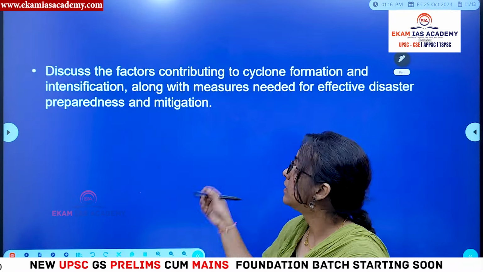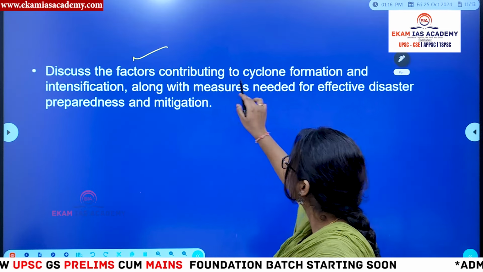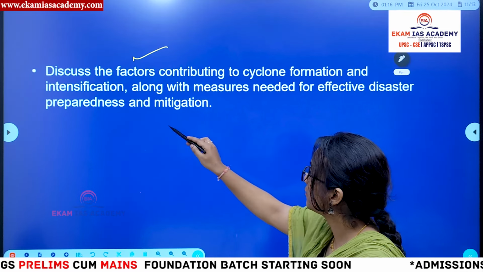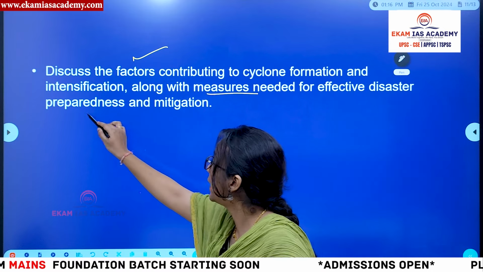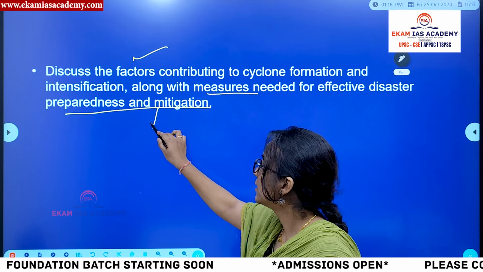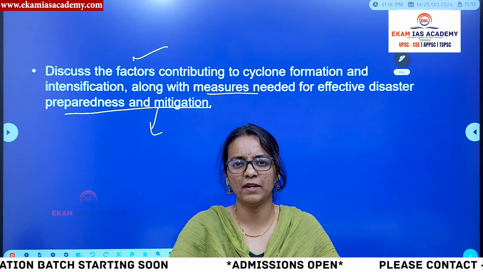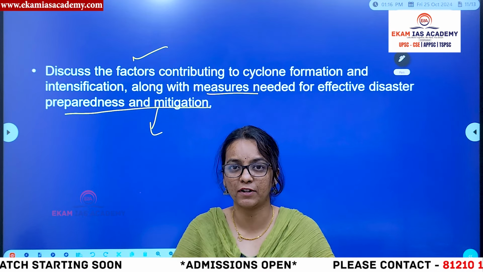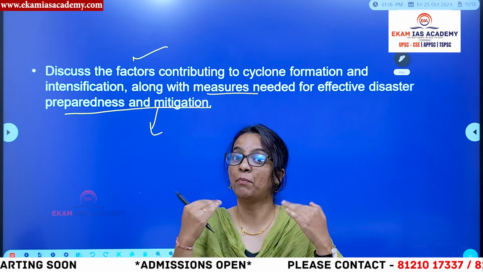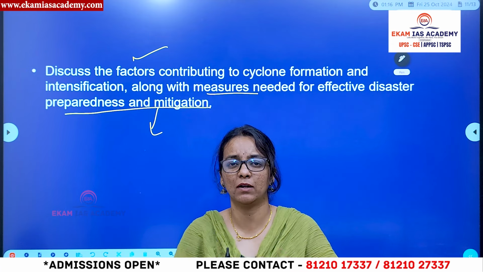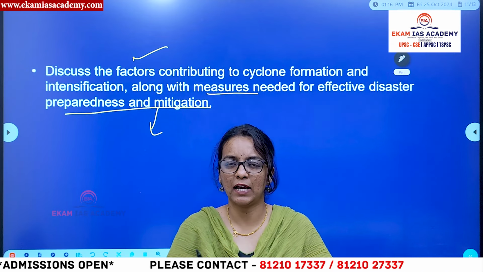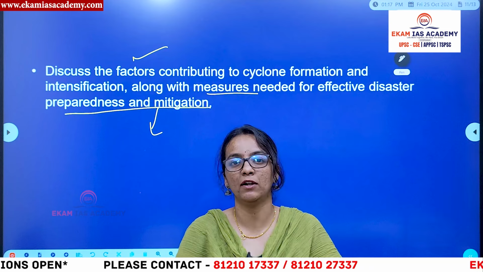And also the mains: discuss the factors contributing to cyclone formation and intensification, along with measures needed for effective disaster preparedness and mitigation. See, we can't completely eliminate, we can't escape this, because it is a natural phenomenon, but at least we can be prepared in like mangrove plantation, and also construction, developing few things, few measures which help to reduce the human loss and also the infrastructure loss.